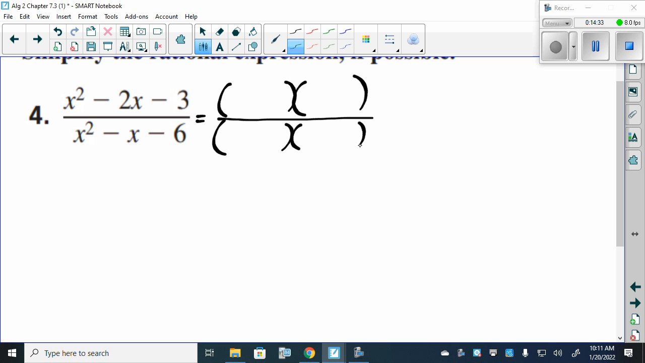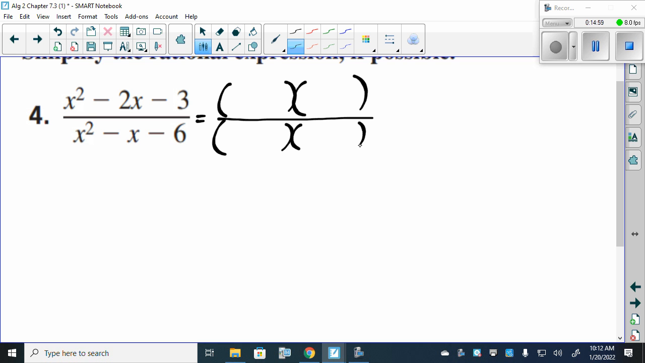So we're looking at this one here, x squared minus 2x minus 3 over x squared minus x minus 6. This is the first one where the numerator or denominator is not a difference of perfect squares, but we can still factor them. Which one do we want to factor first?